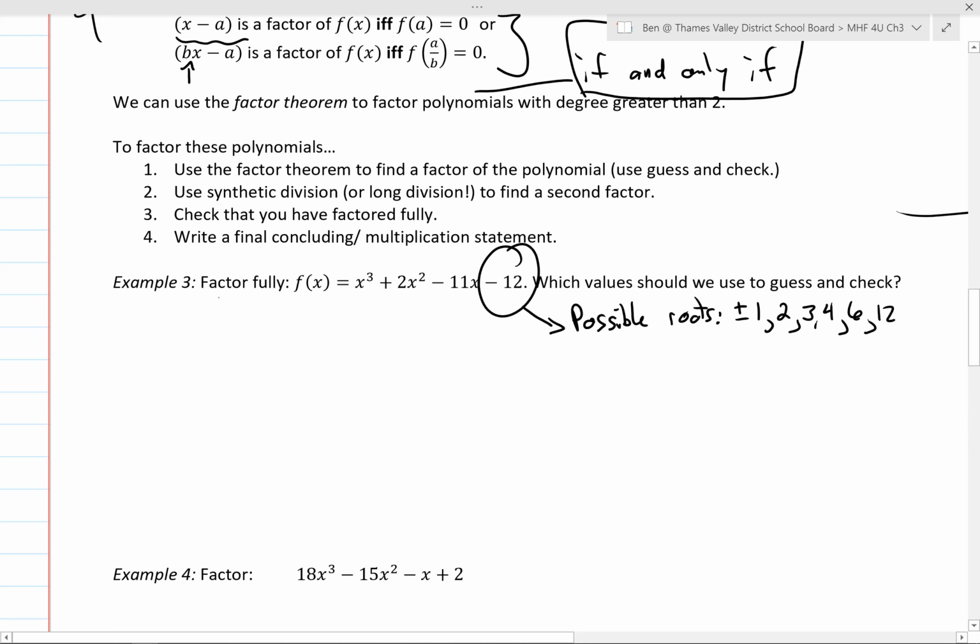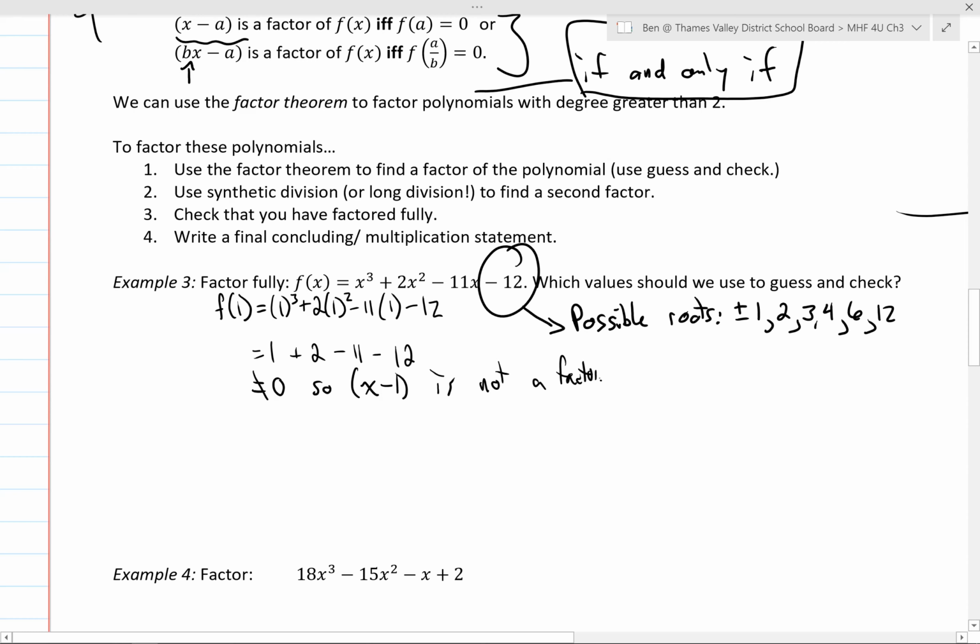Okay, so we try to evaluate f at 1. That is, we're working with 1 cubed plus 2 times 1 squared minus 11 times 1 minus 12. Well, that is 1 plus 2 minus 11 minus 12. I don't really care what this equals. All I care is if it equals 0. I can see a minus 11 minus 12 towards the end of that. That will not equal 0. So x minus 1 is not a factor.